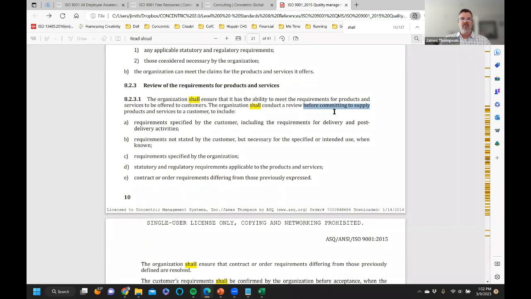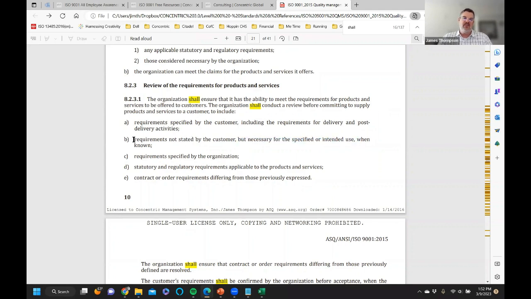So before committing to the supply of products or services, you need to do a review, and that review needs to include requirements that are specified by the customer, including requirements for delivery and post-delivery activities, requirements not stated by the customer, but necessary for the specified or intended use when known.